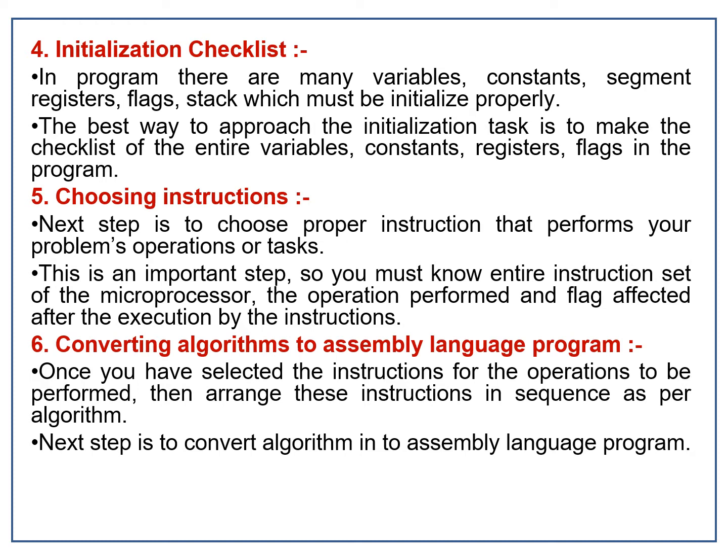Next step is choosing instructions. Next step is to choose proper instructions that perform your problem operation or task. This is an important step. You must know the entire instruction set of microprocessor 8086, the operation performed and flags affected after the execution of the instructions. And last step of program development is converting algorithm to assembly language program. Once you have selected the instructions for the operations to be performed, then arrange these instructions in sequence as per the algorithm. Next step is to convert algorithm into an assembly language program.